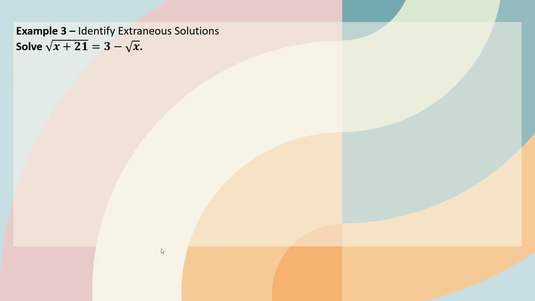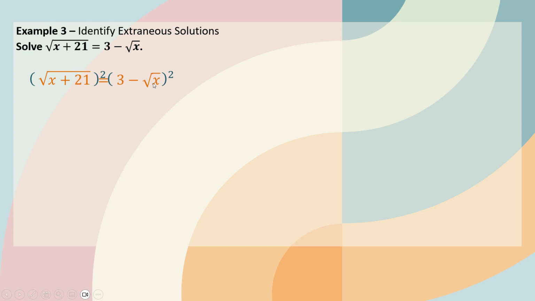Example 3 is a little bit different because we have a radical on both sides. So as far as isolating the radical, if we were to subtract 3 to isolate this radical, then the radical on the left is not isolated. So since the one side has the radical isolated, we are going to square both sides, so that will eliminate the square root on the left.